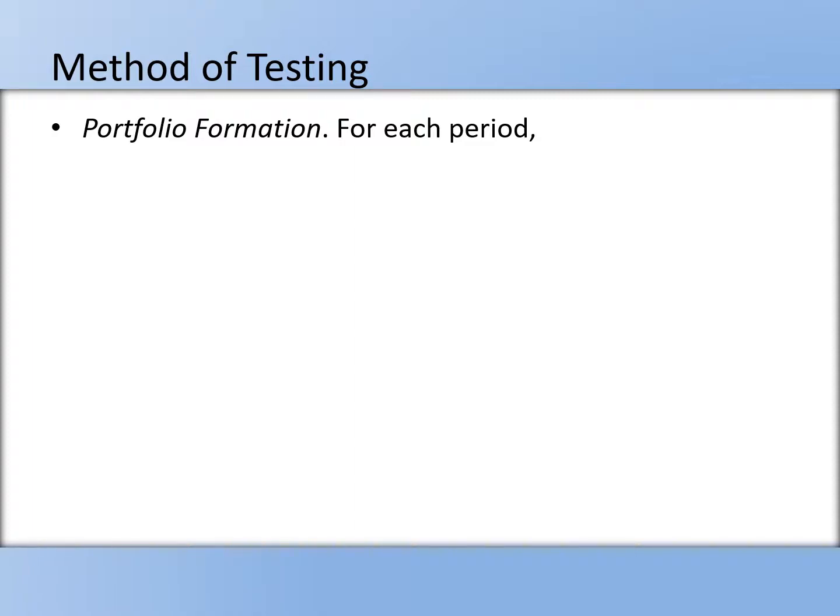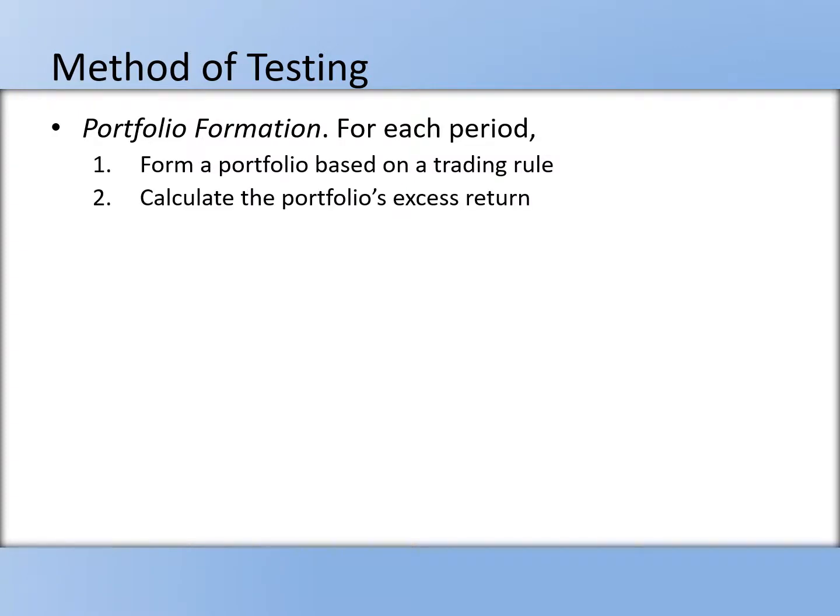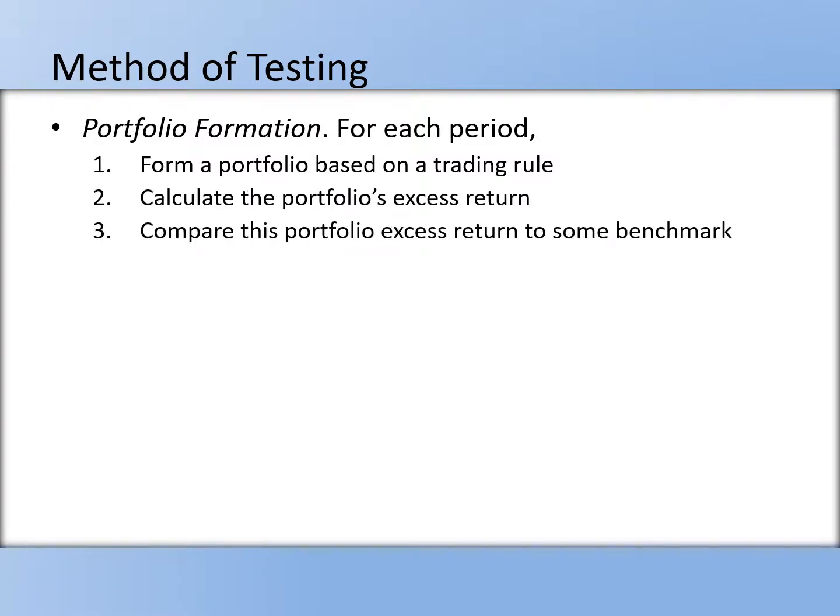Now the ones we have already seen are very standard economic analysis, right? You basically put in a bunch of factors, do a time series regression, and see whether the effect is statistically significant or not. In finance, there's a second way, which is portfolio formation. In each period, you form a portfolio based on a trading rule. You calculate the portfolio's excess return and compare it to some benchmark to see whether you have a statistically significant higher return than the benchmark.